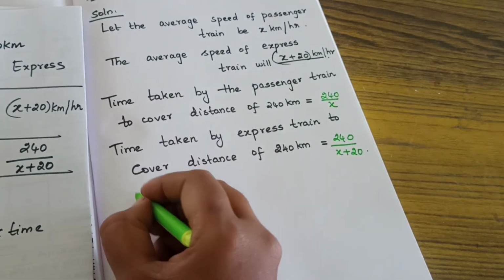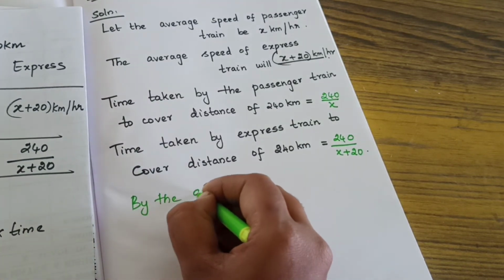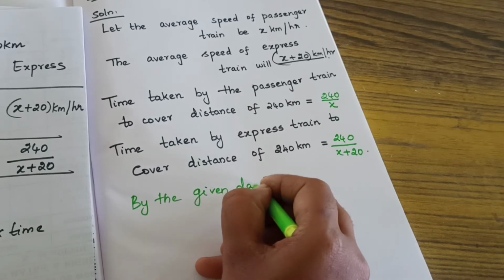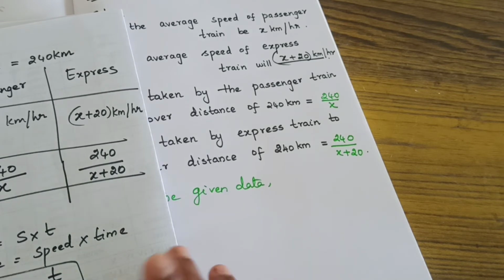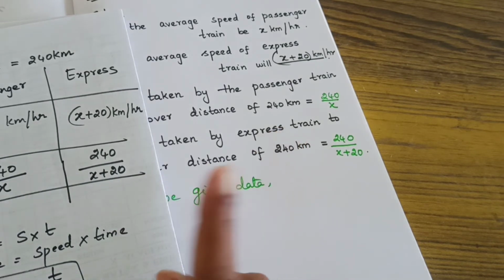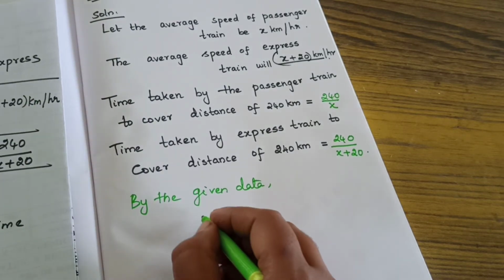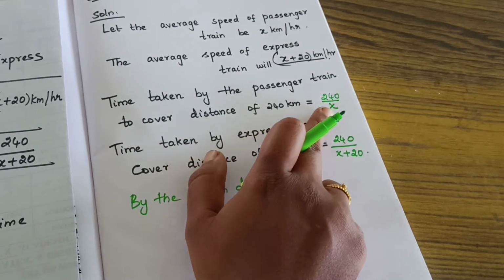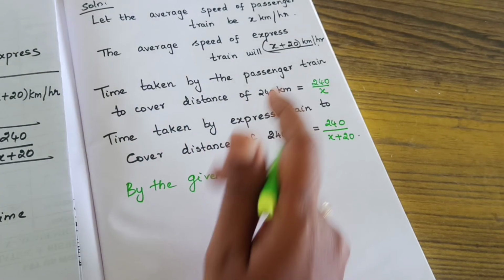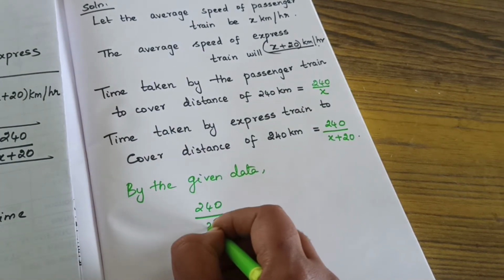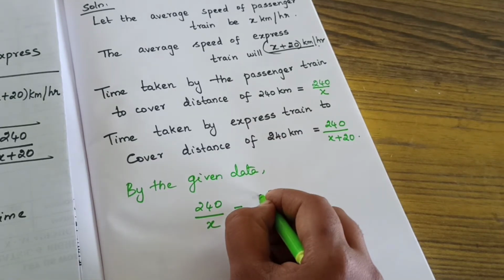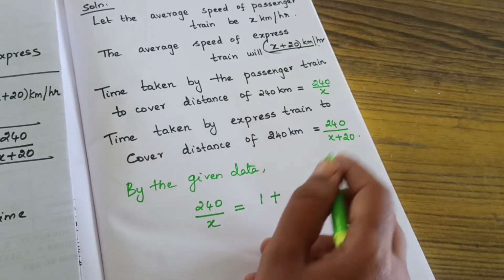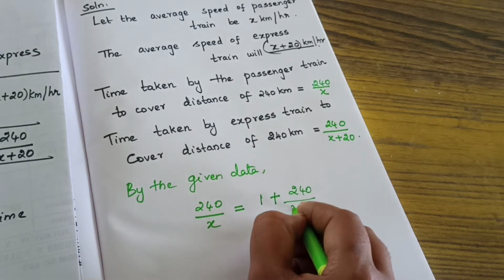Okay. Now, by the given data, you should read the question now. What is the question? The passenger train will take how many hours more than the express train? 1 hour more. So, for the passenger train, what is the time? Here only time, no? So the passenger train's time 240 by x is equal to, it will take 1 hour more than the express train. So, 1 hour more than the express train time, 240 by x plus 20.